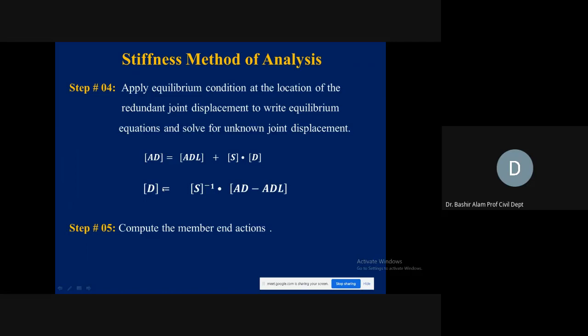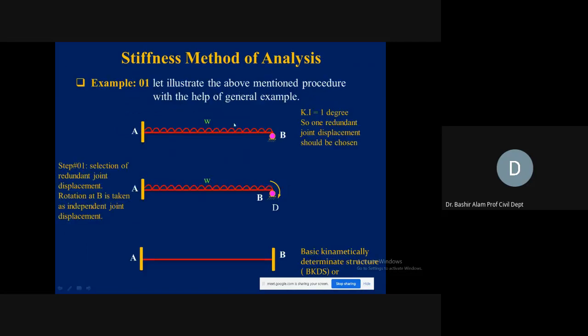After this, we have the standard procedure of finding the member end actions. For the member end actions, we will have AM is equal to AML, and that's the standard equation we used in the flexibility method: AM was equal to AML plus AMR times AR. But here it will be a bit different.